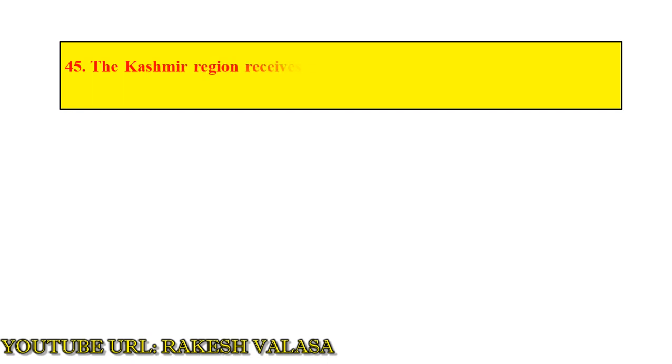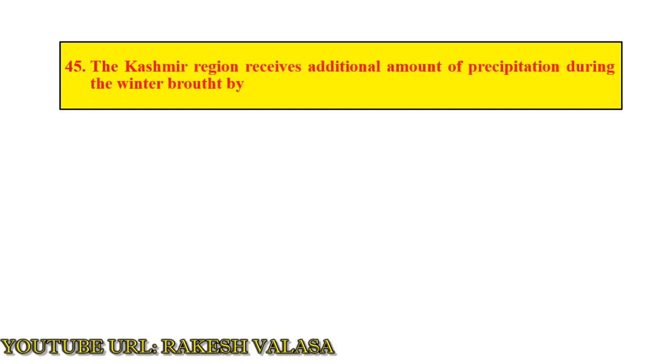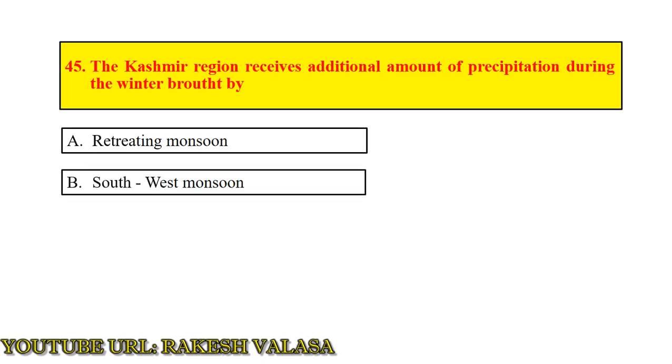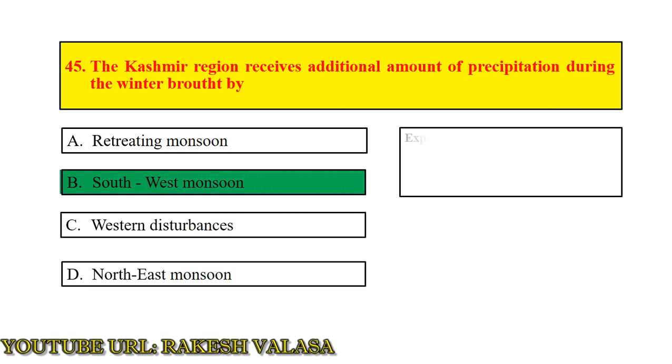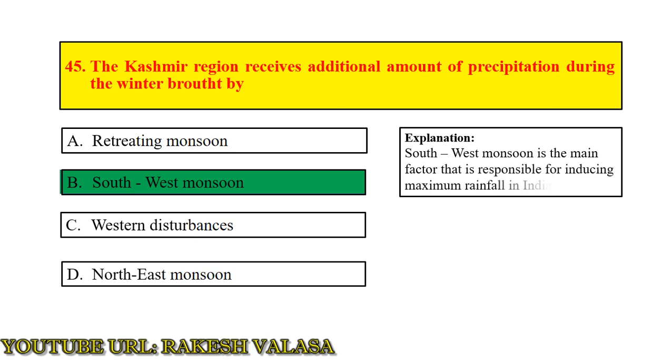Question number 45. The Kashmir region receives additional amount of precipitation during the winter brought by. Answer. Southwest monsoon. Explanation. Southwest monsoon is the main factor that is responsible for introducing maximum rainfall in the Indian region.